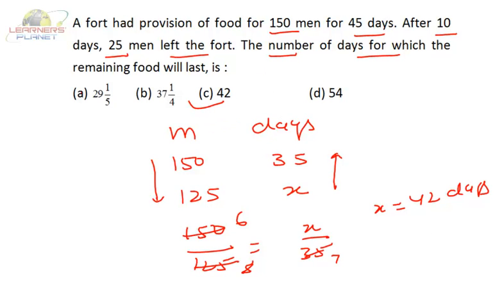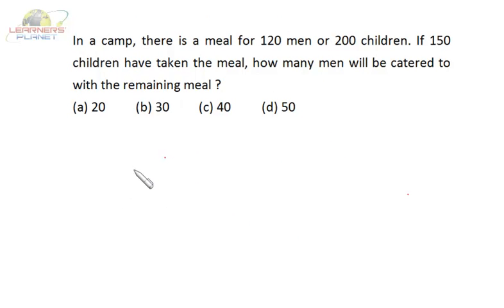Let's see the next problem. Now let's see this problem. In a camp, there is a meal for 120 men or 200 children. If 150 children have taken the meal, how many men will be catered to with the remaining meal? That means 120 men or 200 children, so these two quantities are equivalent. So men and children: 120 men are equivalent to 200 children.